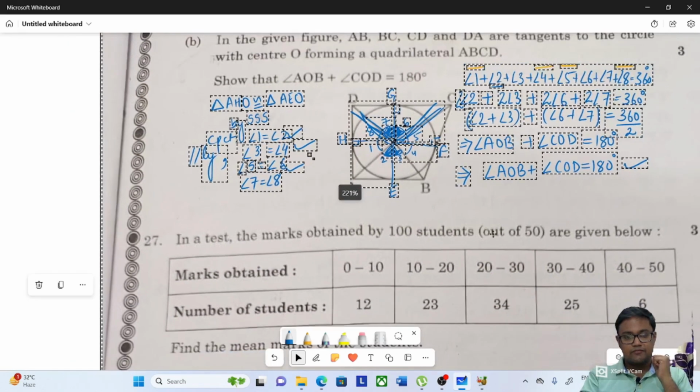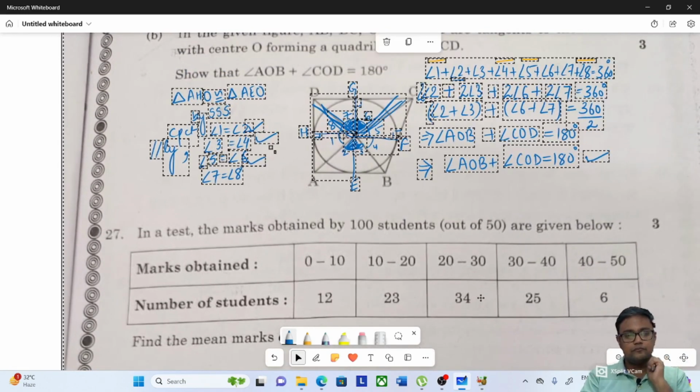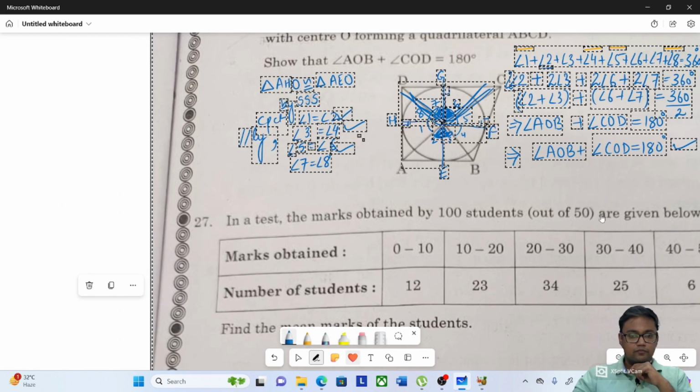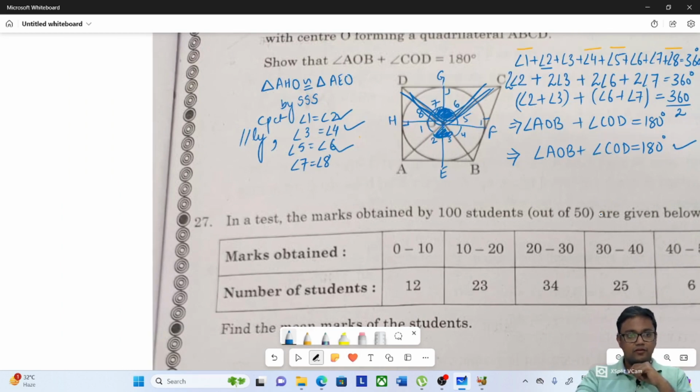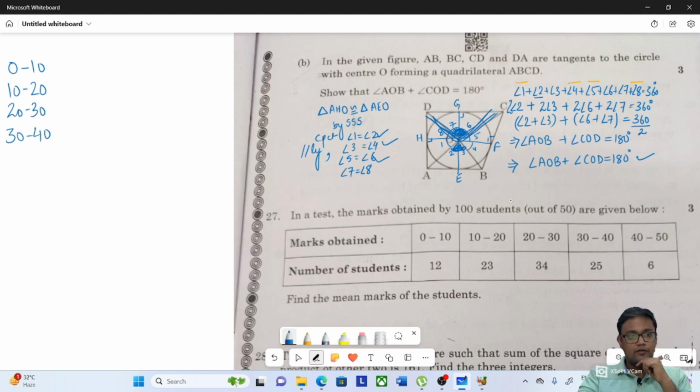Let us see this 27th question, children. In a test, the marks obtained by 100 students out of 50 are given to you. So the marks obtained by these children are as follows. We will make certain columns: 0 to 10, 10 to 20, 20 to 30, 30 to 40, 40 to 50, right.